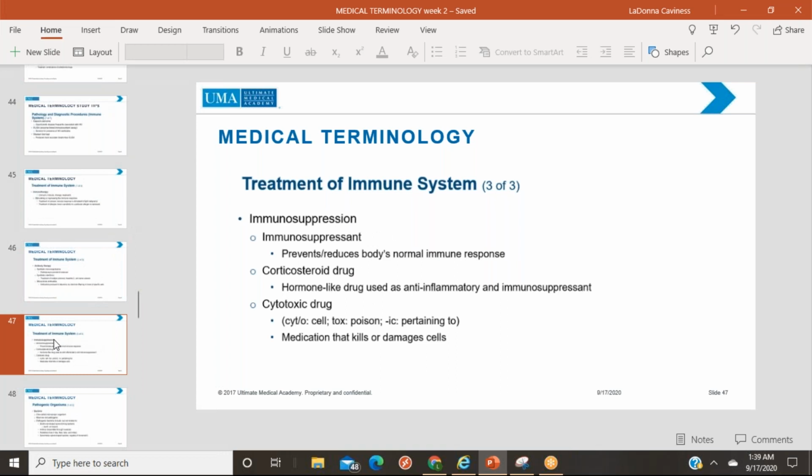Immunosuppressant. It prevents or reduces the body's normal immune responses. Corticosteroid drug, a hormone-like drug used as an anti-inflammatory or immunosuppressant. Cytotoxic drug, and the breakdown is cyto, cell, and tox, poison. IC, always pertaining to medication that kills a dangerous cell.